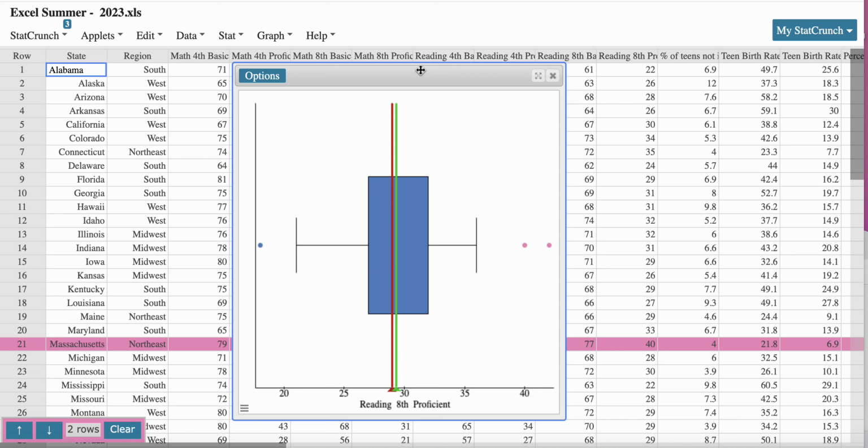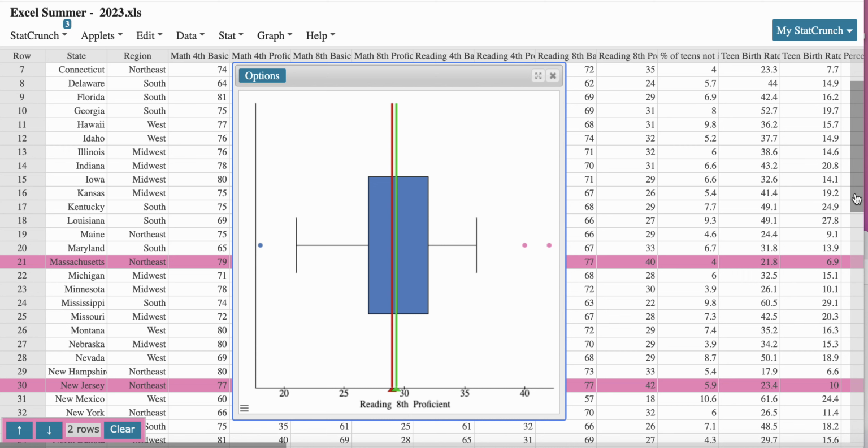And let's see what the other one was. The other one was New Hampshire, and that isn't all that high either, but it is higher than Massachusetts, so that's New Jersey. And that was, let's see, it's 42%. There it is, 42%. A little bit higher.